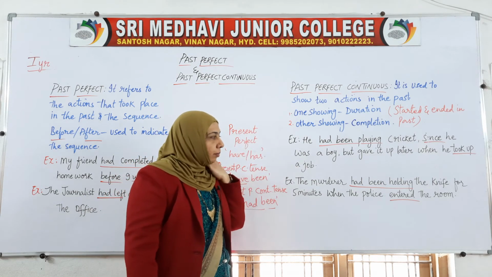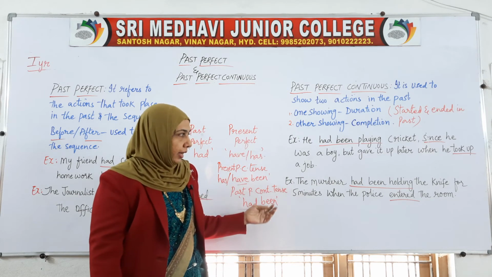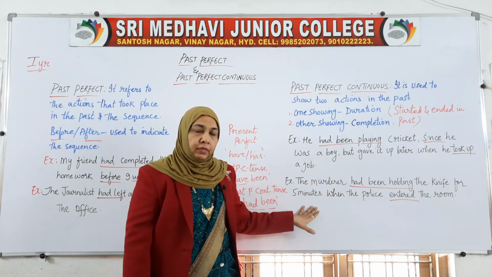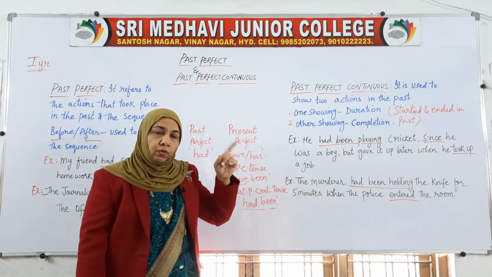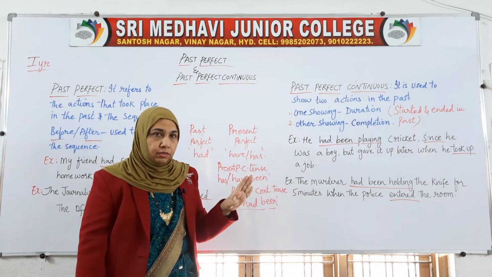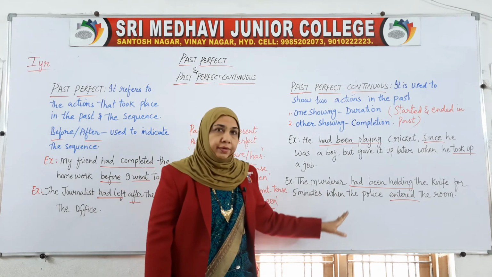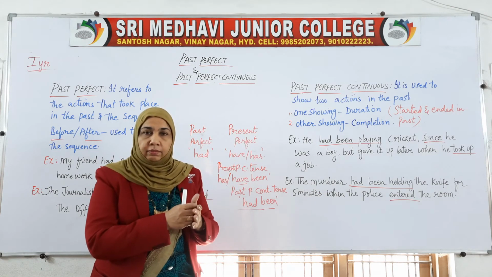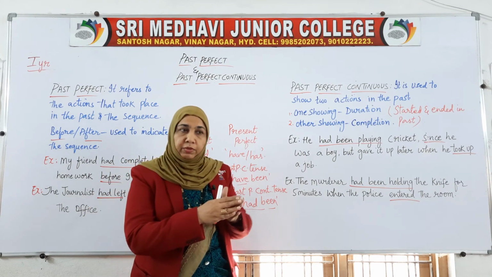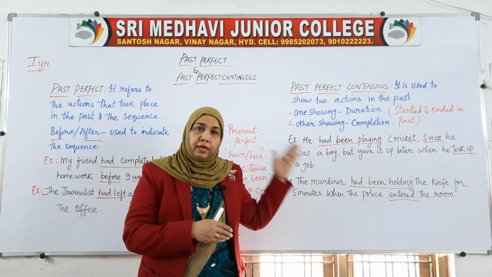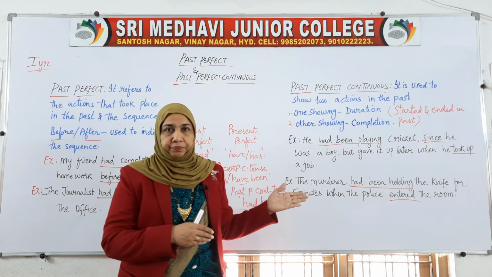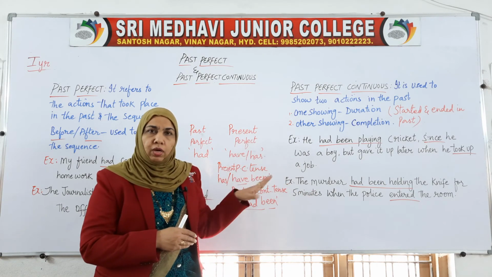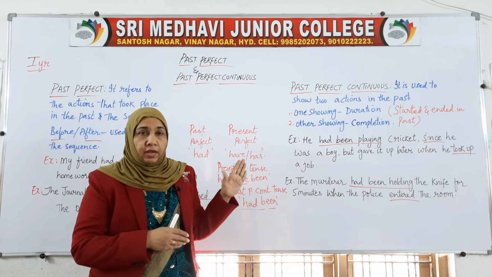The next one is: the murderer had been holding the knife for 5 minutes. When the police entered the room, the murderer already had been holding the knife. For how many minutes? For 5 minutes. So it all happened in the past.